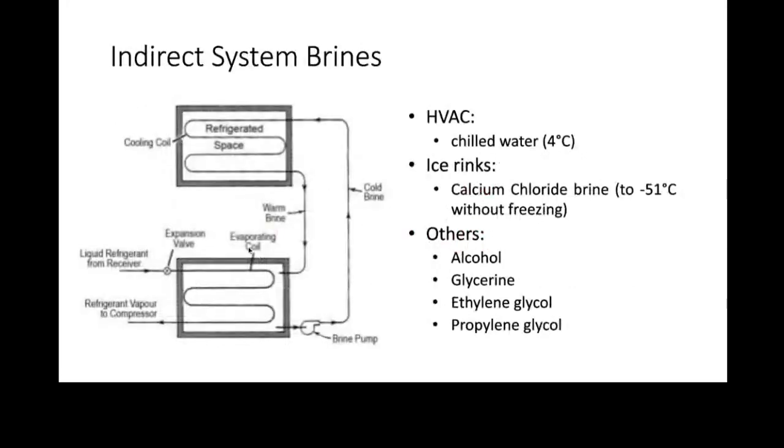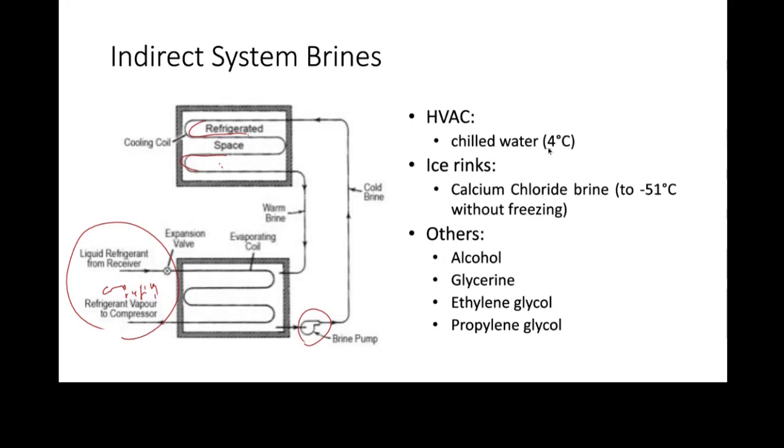So here's the indirect system. This is out of your Pan Global. It's actually Pan Global stole this from DOSAT as well. But here you can see this is the refrigerant circuit here. This is our compression refrigeration. But what we're doing here is cooling off brine. So we've got a little pump, and the brine then is going to the refrigerated space rather than the refrigerant.